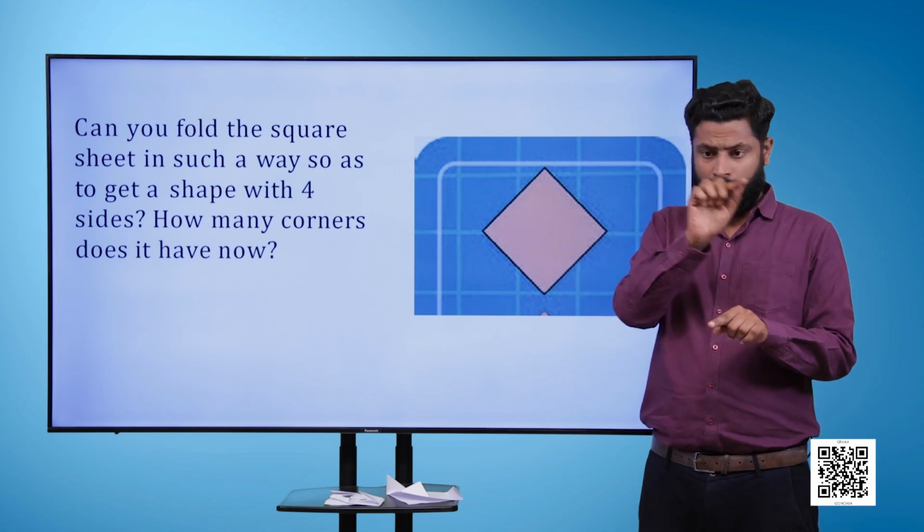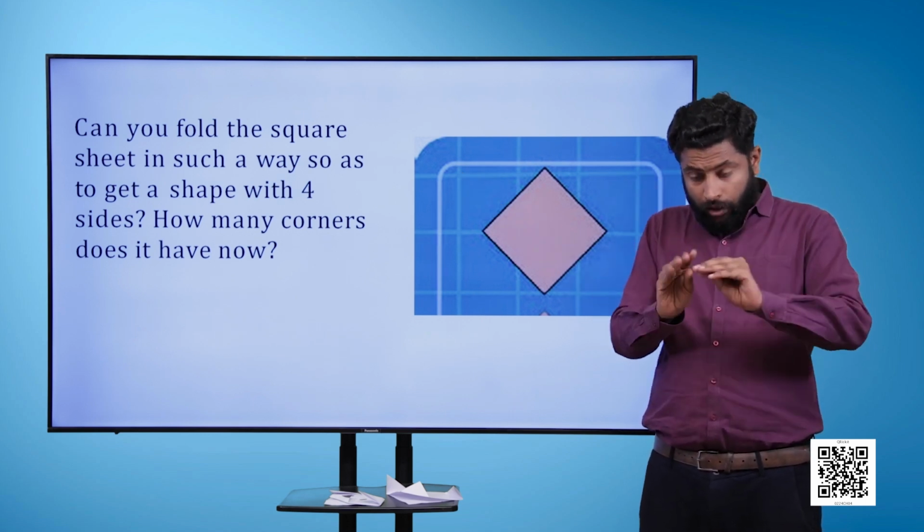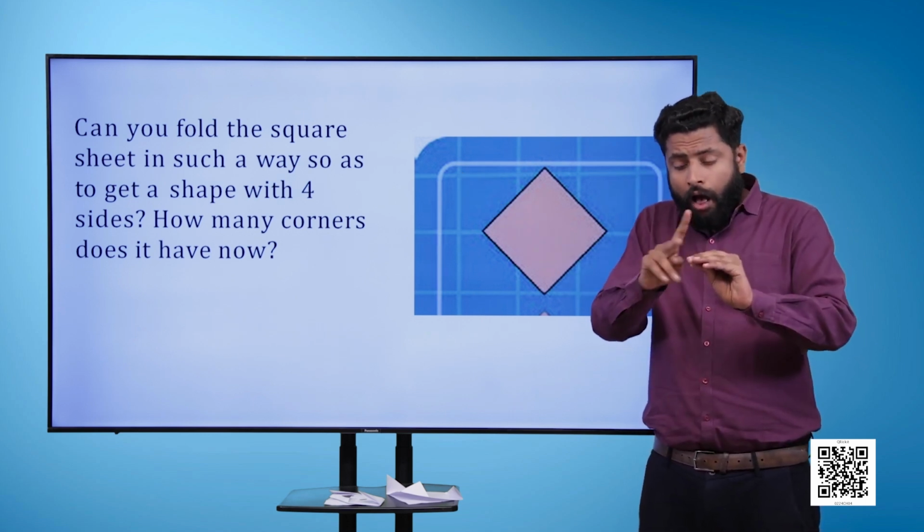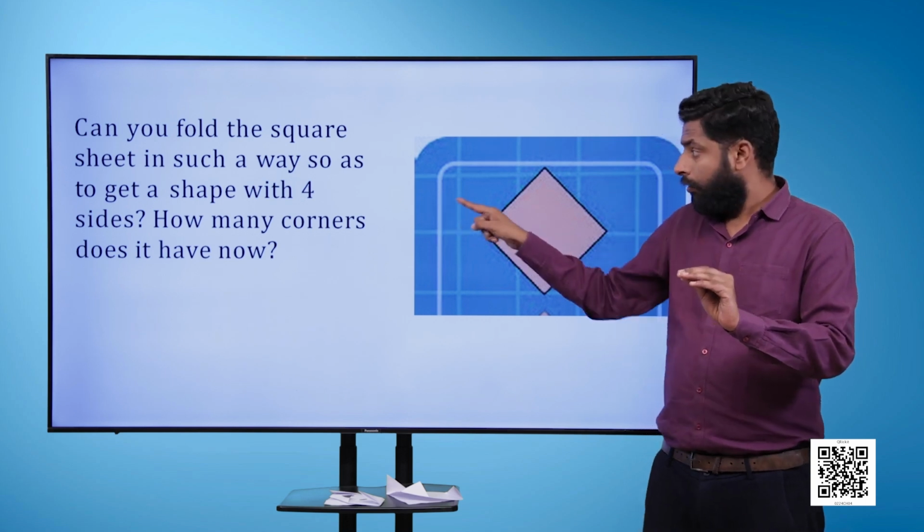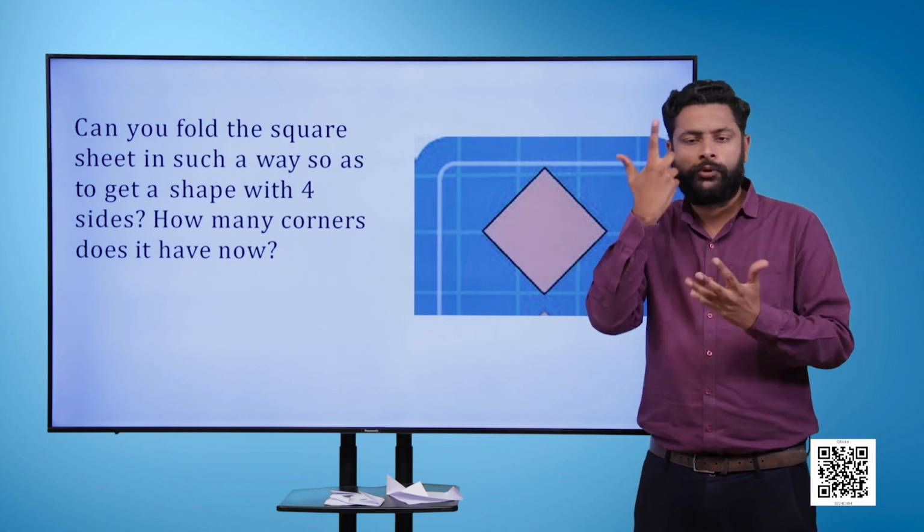Can you fold the square sheet in such a way so as to get a shape with four sides? How many corners does it have now?